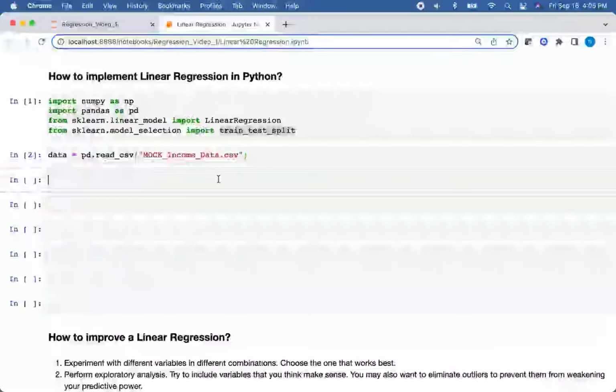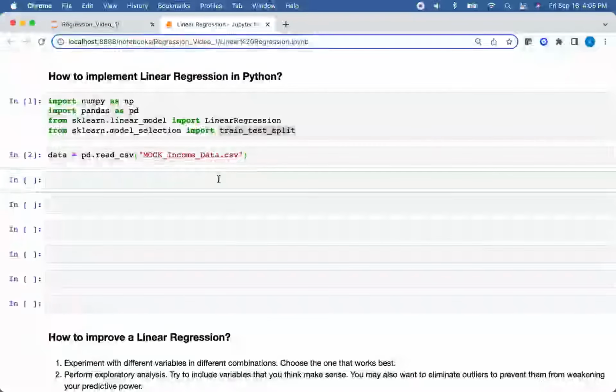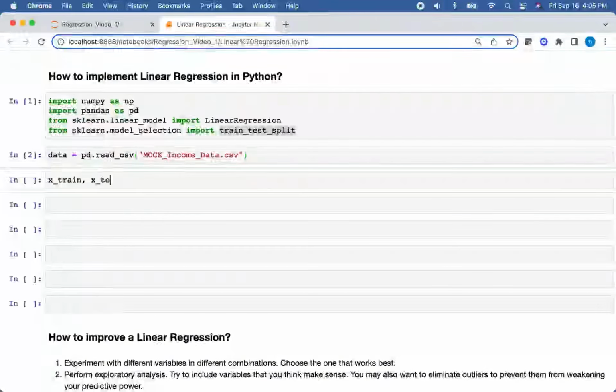So now that we have our data, we need to create our training data and our testing data, and we'll do that by running the train_test_split function. So we'll do X_train, X_test, y_train, and y_test, and we'll call our train_test_split function.